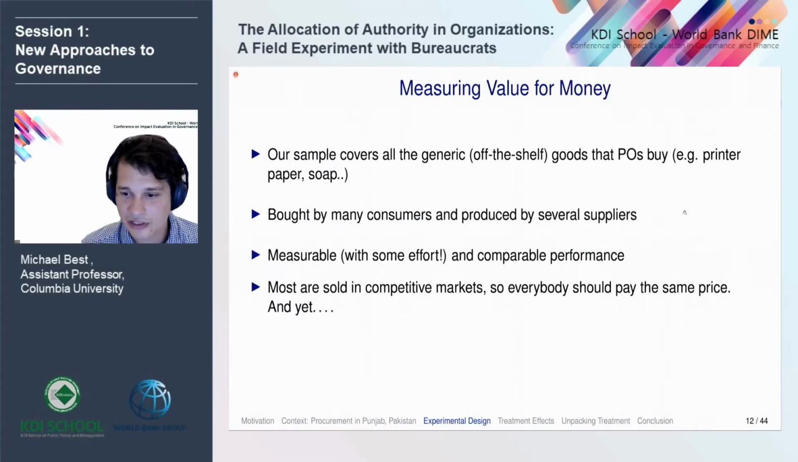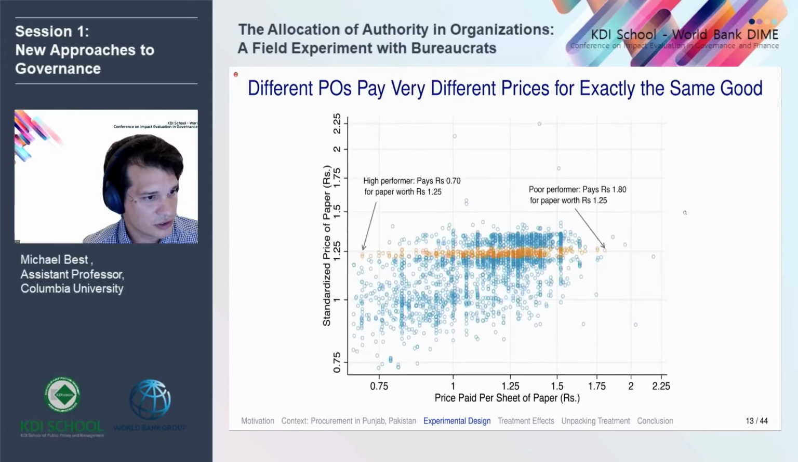And so one of the challenges we're going to face here is that we want to measure performance in this task of public procurement, and we're going to need data that goes beyond what is typically gathered during the execution of public procurement. And so we did two things. One, we're going to restrict to the set of goods where we think we're able to measure performance effectively.